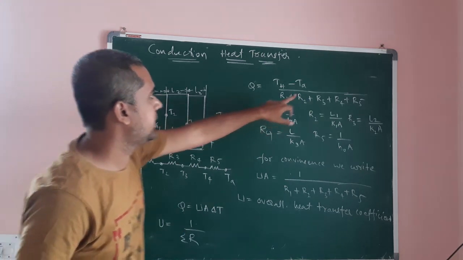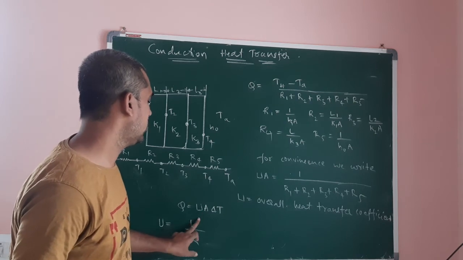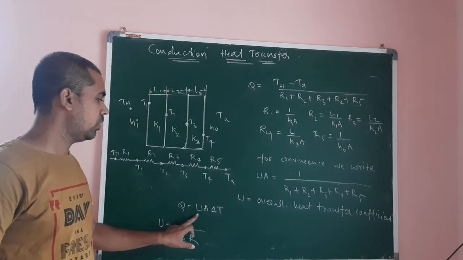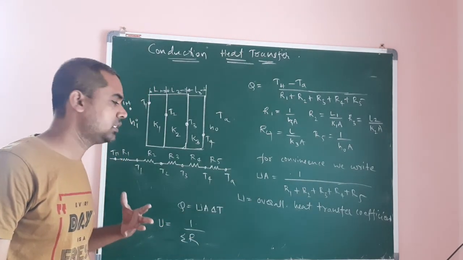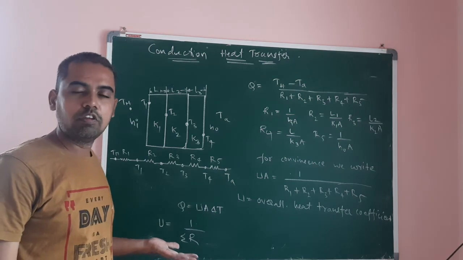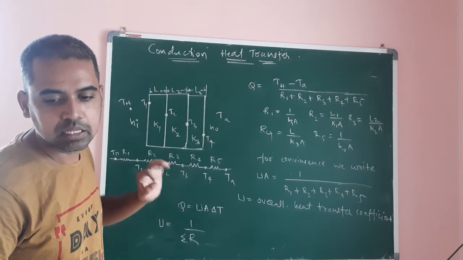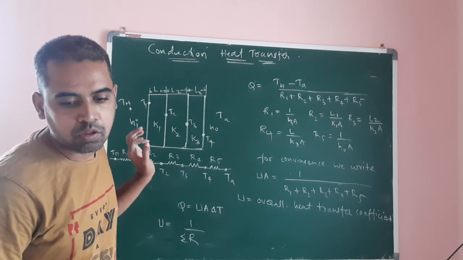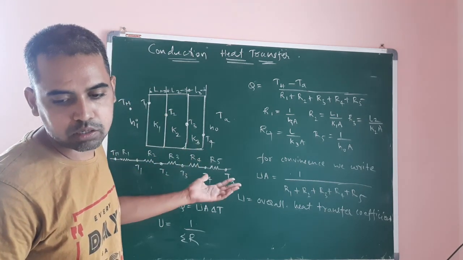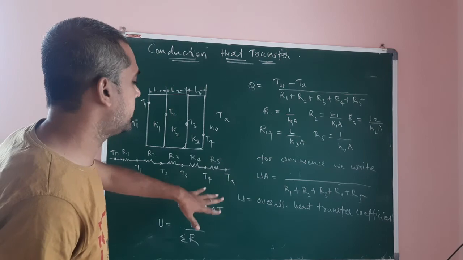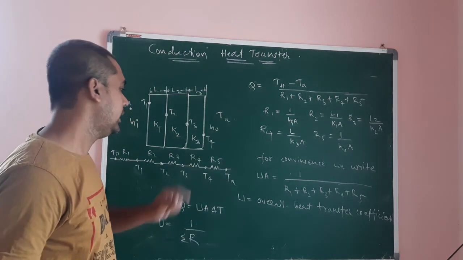Therefore, we can write Q is equal to 1 by the summation of R, that is UA. Therefore, what does U represent? If U is more, what does it represent? Heat transfer is more. If U is more, heat transfer is more. Therefore, the overall heat transfer coefficient represents the intensity of heat transfer when heat is transferring from one fluid to another fluid through a wall separating them. Okay, U represents the intensity of heat transfer. If U is larger, heat transfer is larger.